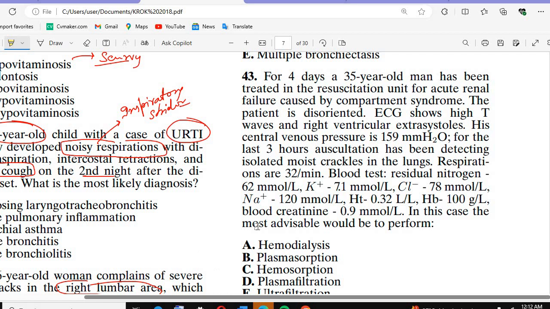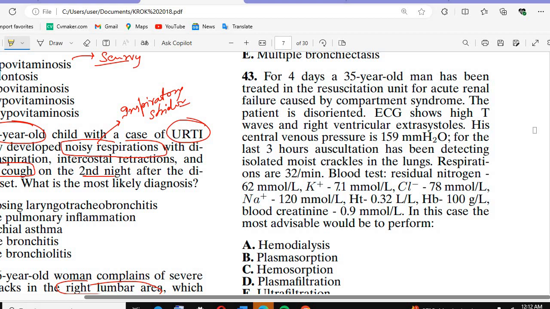Then question number 43: a 35-year-old man has been treated in the resuscitation unit for acute renal failure caused by compartment syndrome. The patient is disoriented. ECG shows high T waves and a high right ventricle.